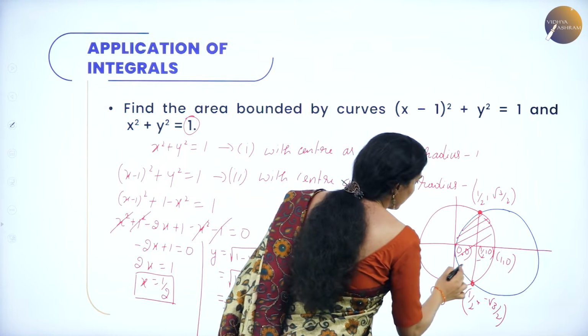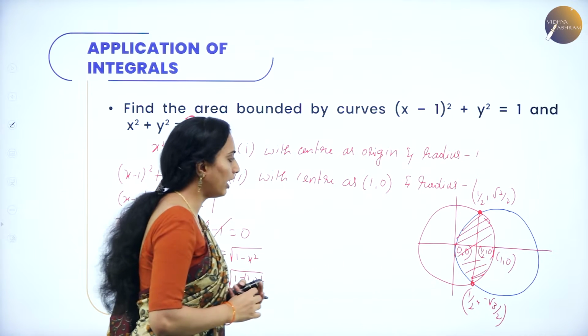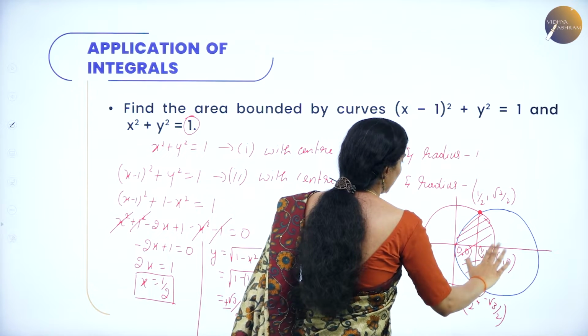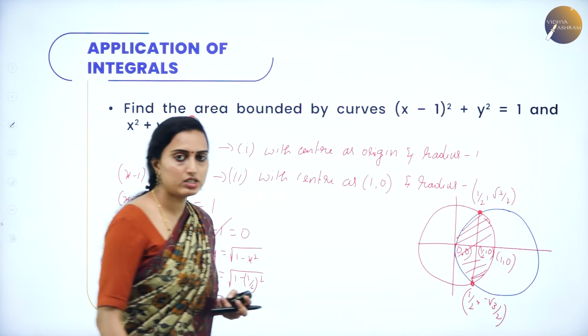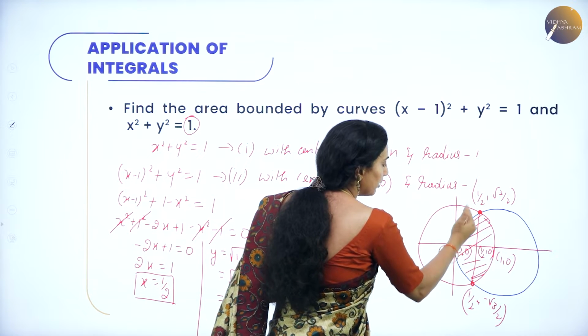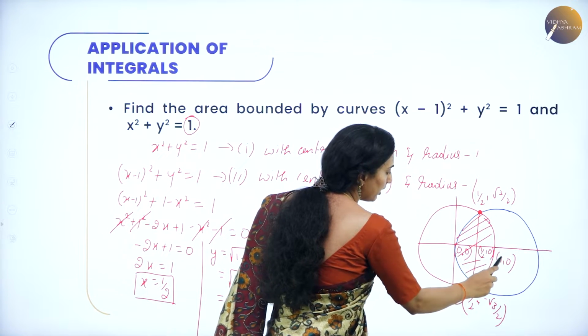Now I want this area to be found out. Now if I want to find out this area, I can take x varying from what? 0 to half and then half to 1. Correct? Now, if I want to find out this area, I am taking the vertical line, I am taking the x-axis 0 to half and then half to 1.